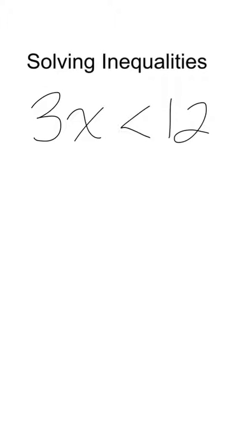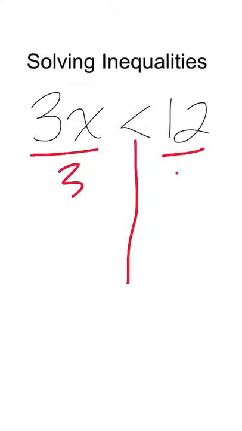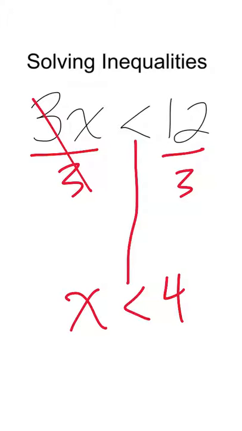So if we look at solving inequalities, we solve them just like we would an equation. We still have two sides of our inequality. So to solve this one, we would divide both sides by 3. So in this case, x would be less than 4. So the way we solve equations is the exact same as solving inequalities.